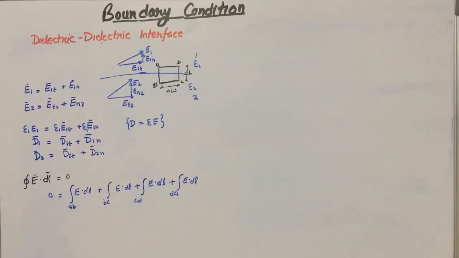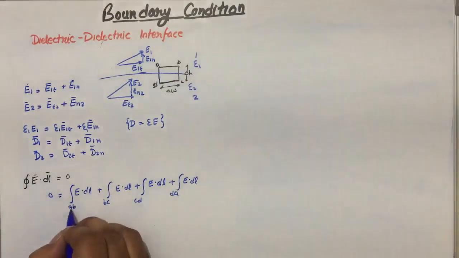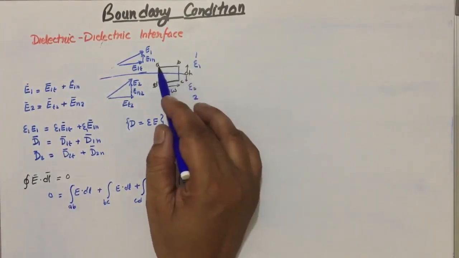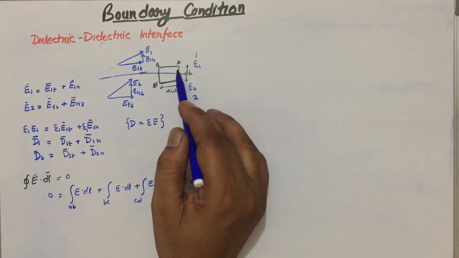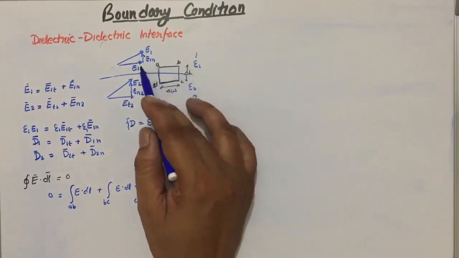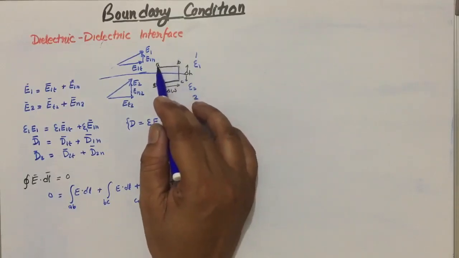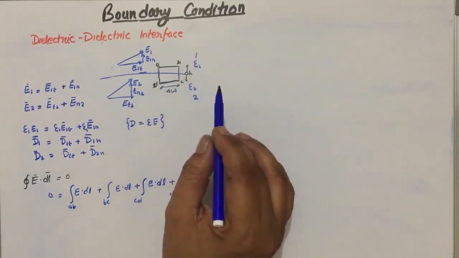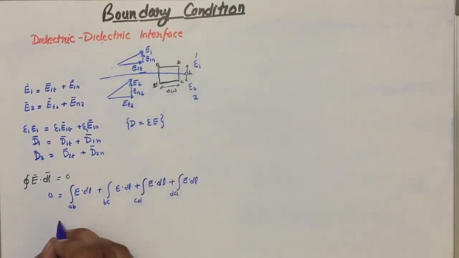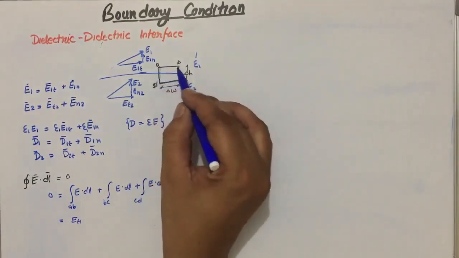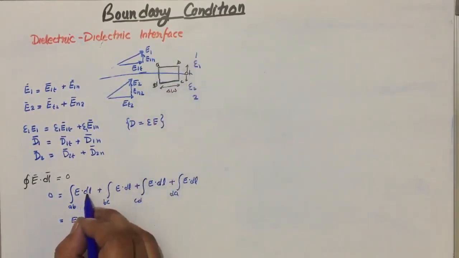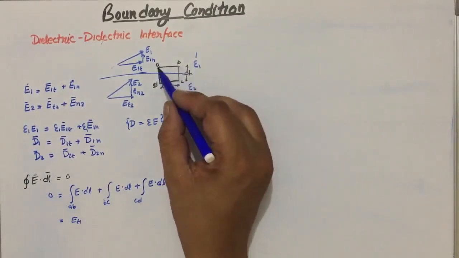Okay, now for component AB, when you are moving from here to here, in that case you have ET1 component only. E1N component is absent when you are moving from here to here. Okay, so in that case you can write ET1, and if you integrate this dl, then that will be the full length from here to here.